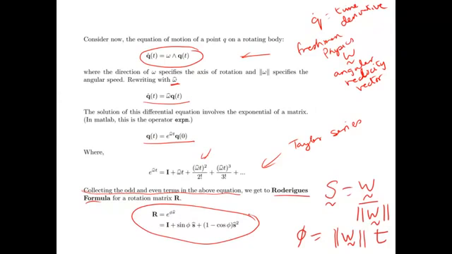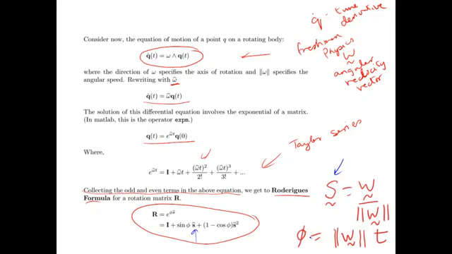Why? Because given an axis of rotation, and what's the axis of rotation? The axis of rotation here is given by S, and it corresponds to this omega vector normalized. So I have taken the omega vector and divided by its magnitude, so I have a unit length vector S. Given this unit length vector S, I can make up a 3 by 3 skew symmetric matrix, and put that here.